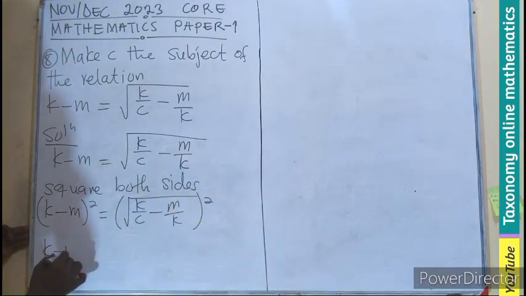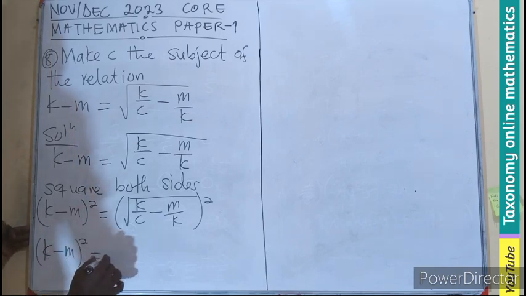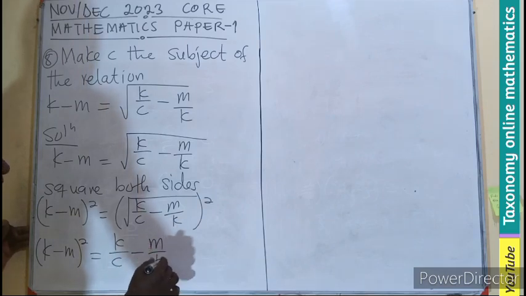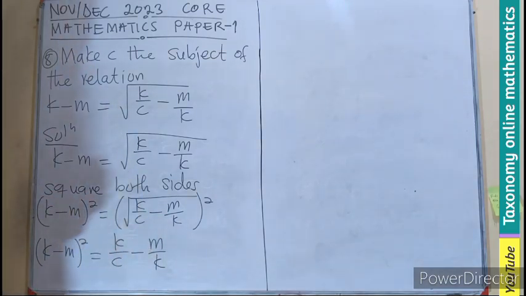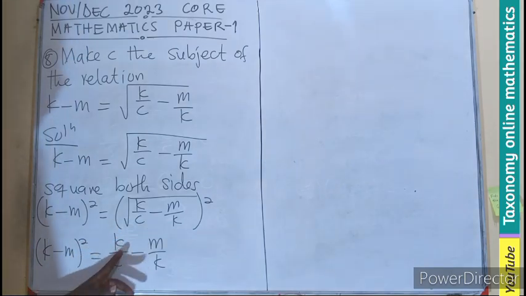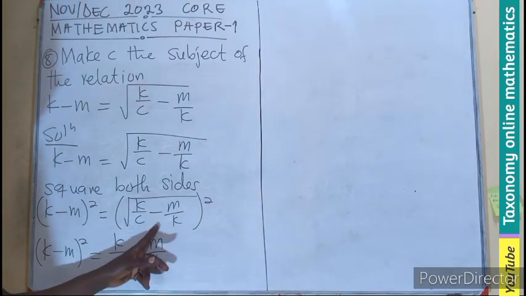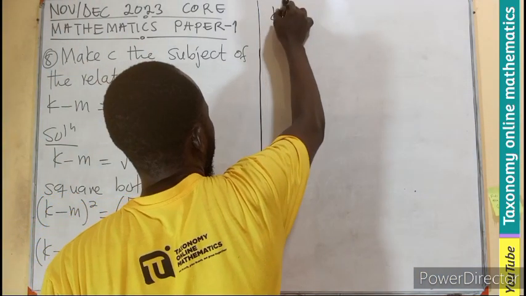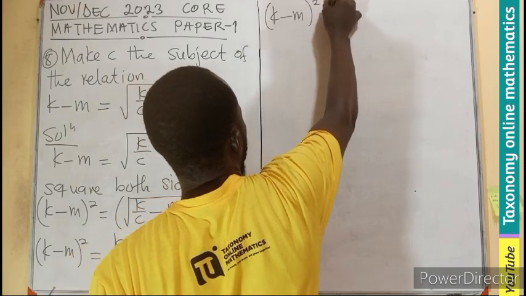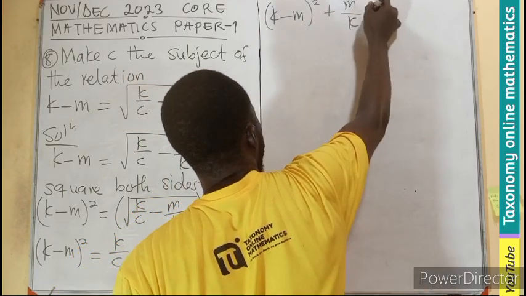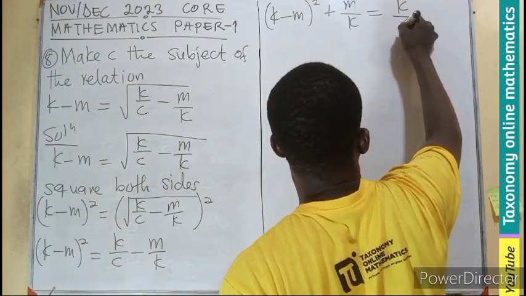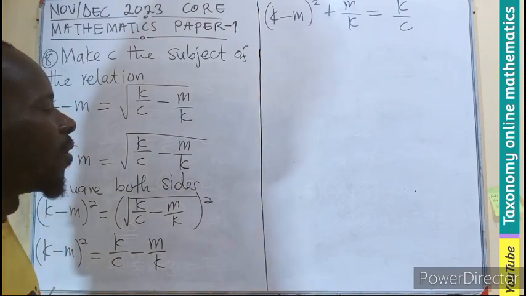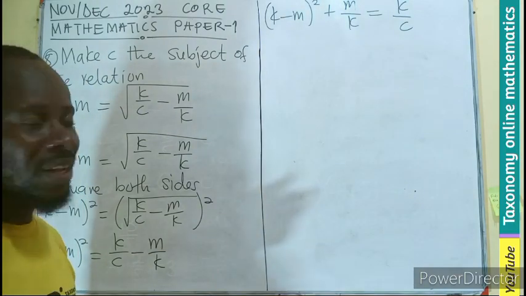So that gives us K minus M all squared equals K over C, minus M over K. I'm seeing this term being on its own. I can remove it by adding M over K to both sides of the equal sign. So that becomes K minus M all squared plus M over K equals K over C. Right? What again do we need? We are looking for C.